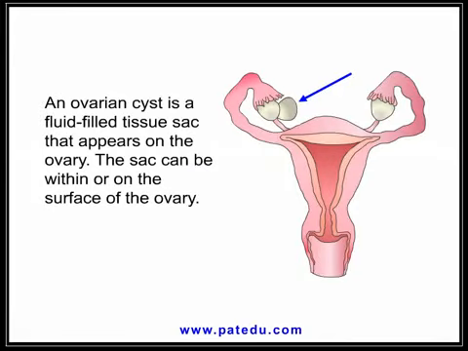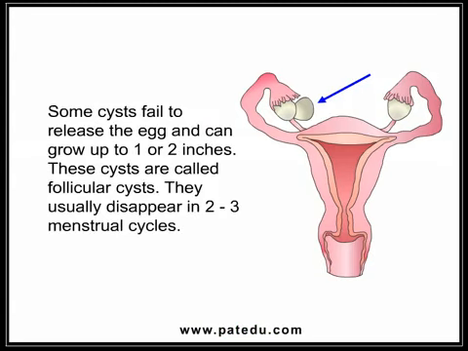An ovarian cyst is a fluid-filled tissue sac that appears on the ovary. The sac can be within or on the surface of the ovary. Some cysts fail to release the egg and can grow up to 1 or 2 inches. These cysts are called follicular cysts. They usually disappear in 2 to 3 menstrual cycles.